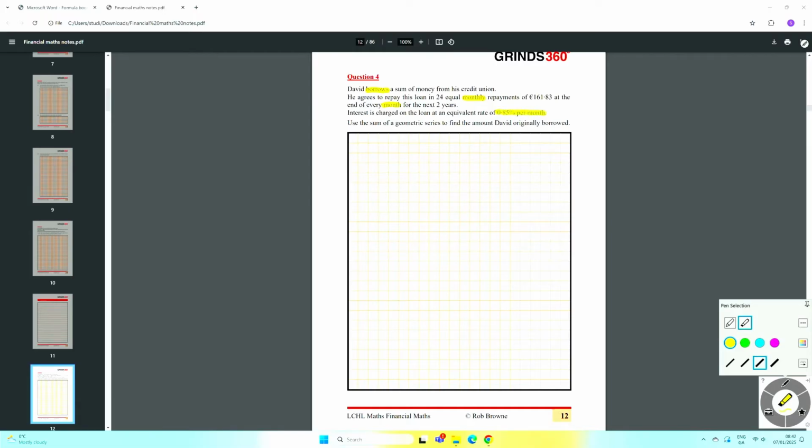Perfect. So you can see again, there's no switching necessary here. He's paying every month for 24 months, and we've got the monthly interest rate here. There's no requirement I switch rates here. All right, so again, he will flag that for me if I had to, but he hasn't. So it says, use the sum of a geometric series to find the amount David originally borrowed. How much did he borrow? What was the value of his loan? The same as finding the value of his savings, right?